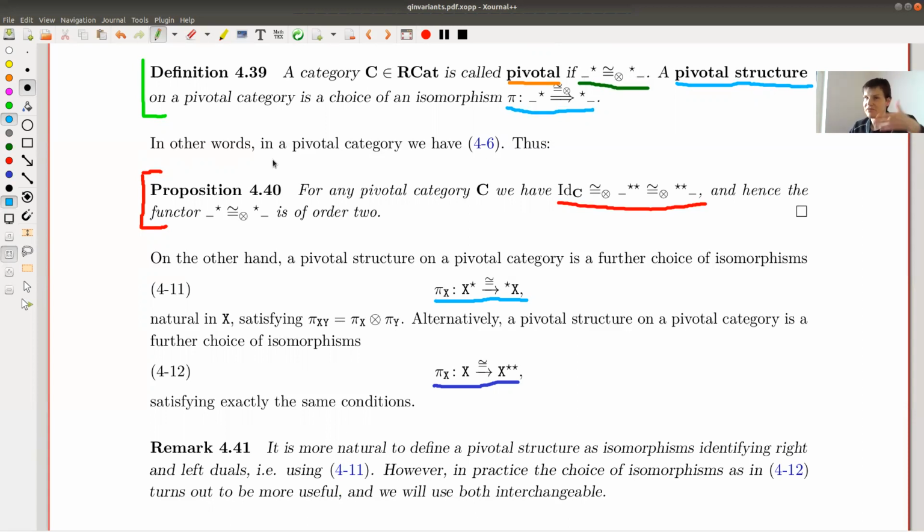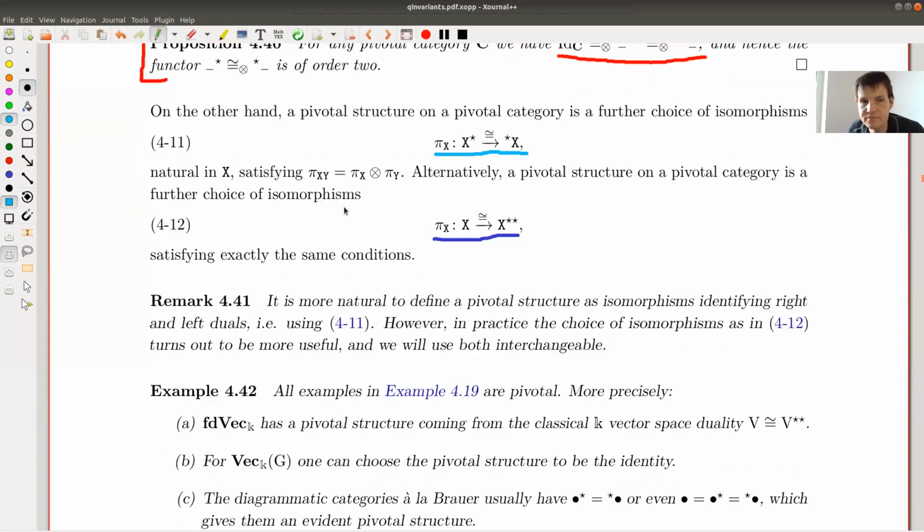It's a stronger statement, so you're kind of fine, but it's good to remember that pivotal just kind of wants to mean left and right duals are the same. Strictly speaking, they're the same up to isomorphism, because we're doing category theory, of course.